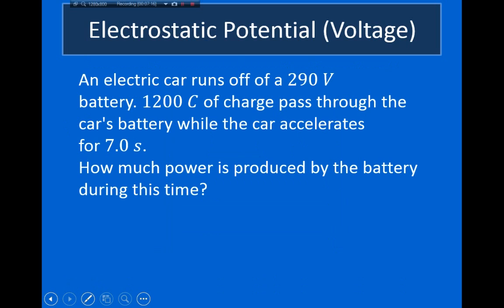The first example says, an electric car runs off of a 290 volt battery. 1200 coulombs of charge pass through the car's battery when the car accelerates for 7 seconds. The question asks us to determine how much power was produced by the battery during this time. So remember that power describes the change in energy, or really I should say it's the work that's done per unit time. And in this case, we can say that this is going to be related to the change in the potential energy of these electrons divided by delta T, because the only work that's being done is the work that's done by the electrostatic force on the charge in the battery.